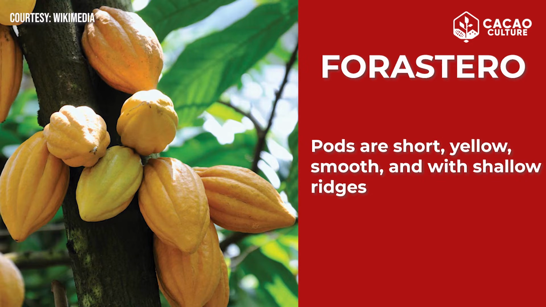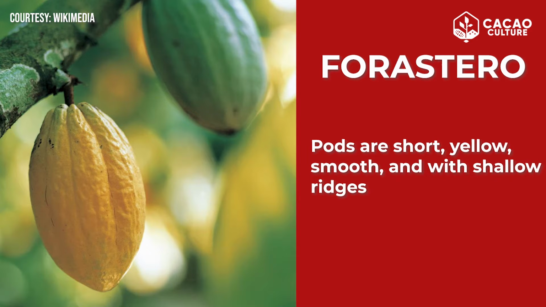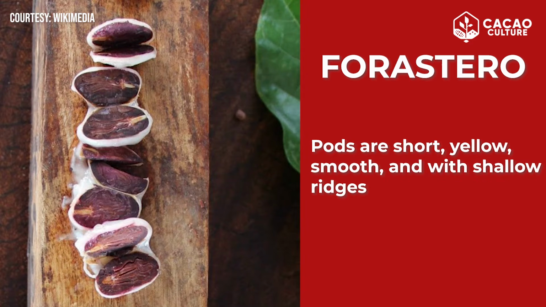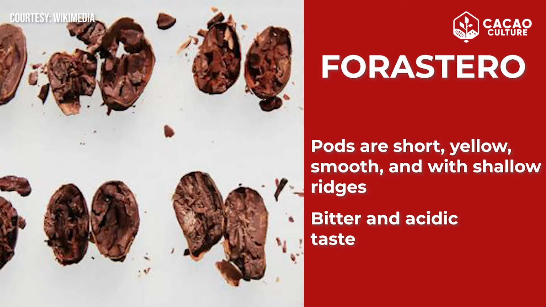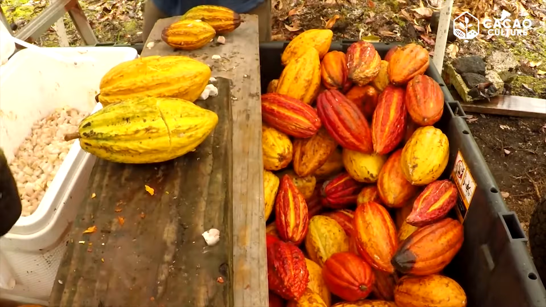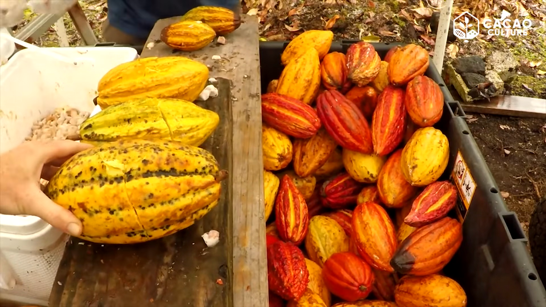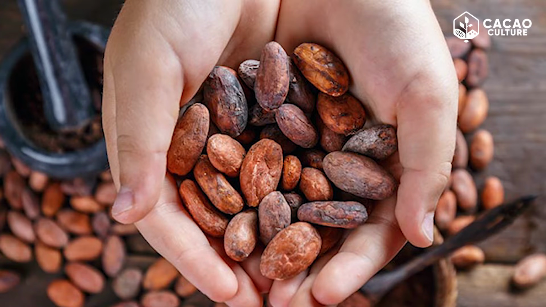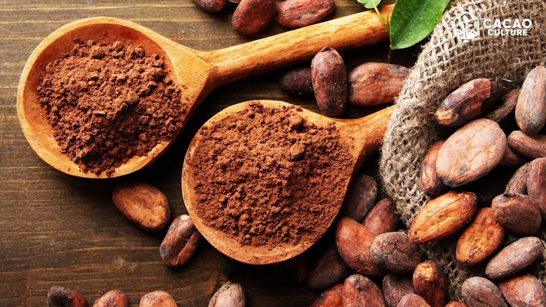The Forastero pods are short, yellow, smooth, and with shallow ridges. If you break the beans, makikita mo na they are purple colored. They have bitter and acidic taste. It is also considered as bulk cacao, as some manufacturers combine it with other cocoa beans to enhance the flavor.